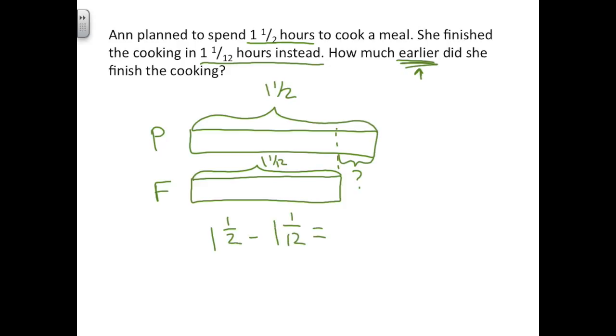I'm going to begin by subtracting my whole numbers. 1 minus 1 is 0, and then rewriting the problem. Now I have to find a common denominator, which is 12. So I'm going to rewrite 1/2 as 6/12, and I don't have to change my second fraction. And now I can subtract. 6 minus 1 is 5. My denominator stays the same, and so it would be 5/12 hours. And the sentence would say, she finished cooking 5/12 hours earlier.